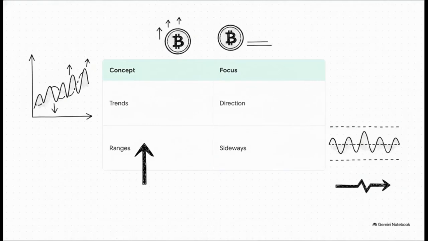Now, unlike trends, which obviously have those directional highs and lows, a range is an entirely different beast. A range is sideways movement. It's characterized by horizontal highs and lows. This happens when the buyers and the sellers reach a temporary stalemate. The buyers push the price up to a certain ceiling, but they just can't get it any further, and the sellers push it down to a certain floor, but no further. So the market ends up just bouncing between these two invisible walls, without any clear higher or lower progression.